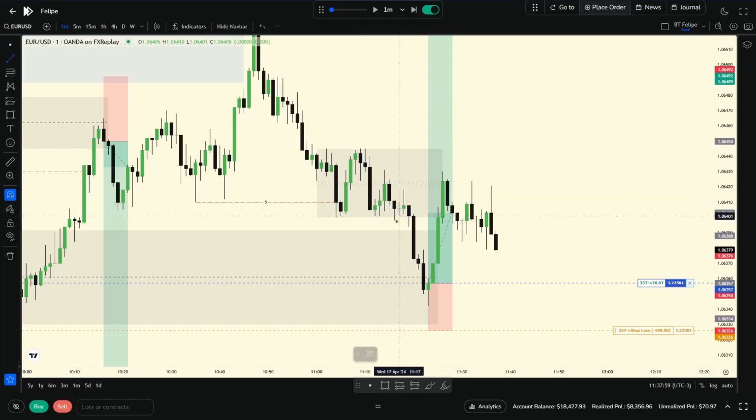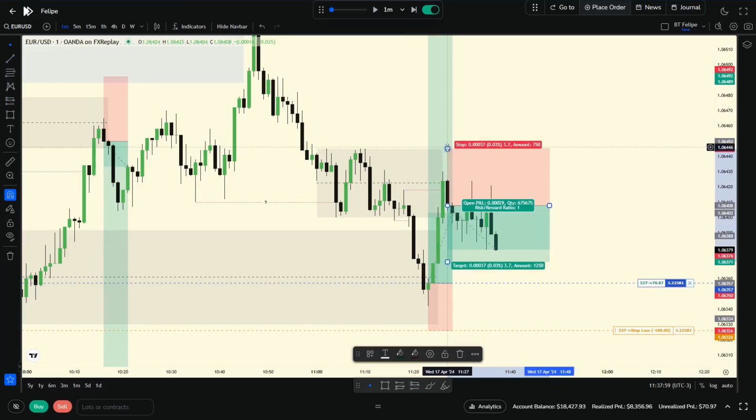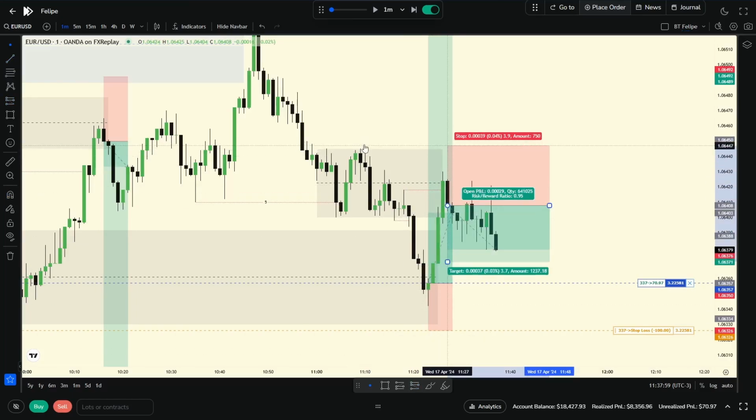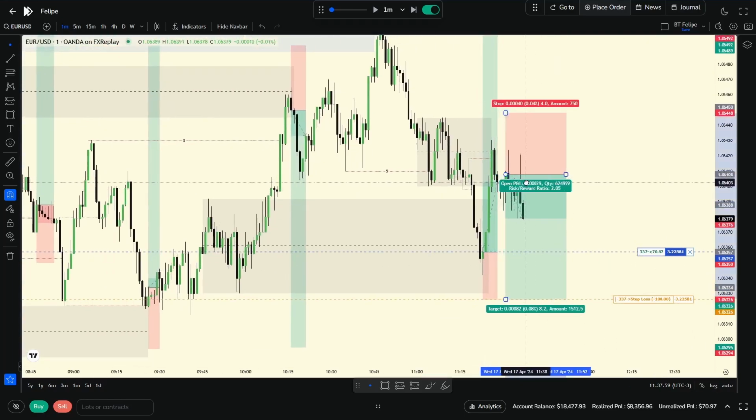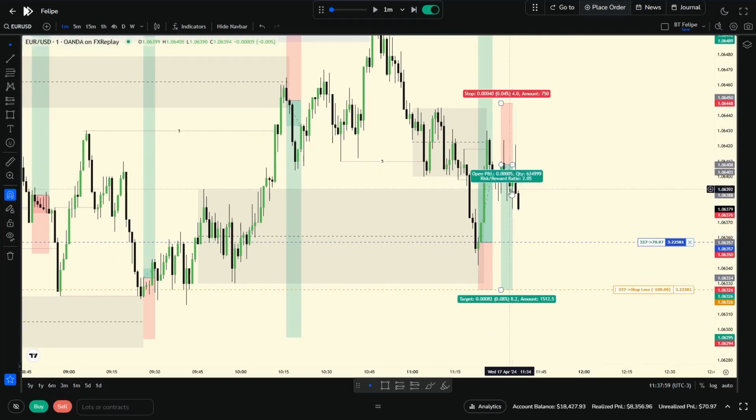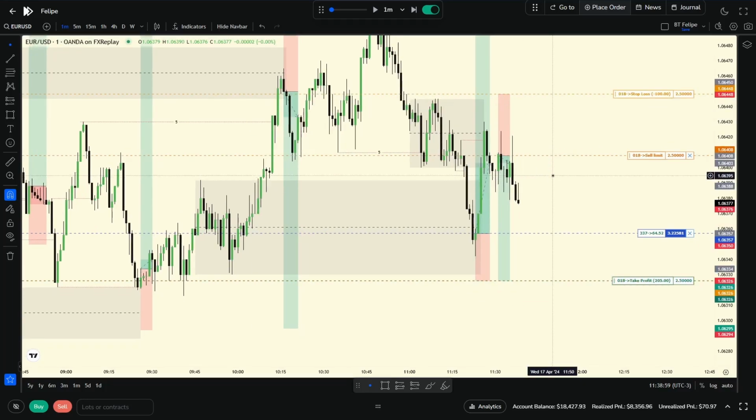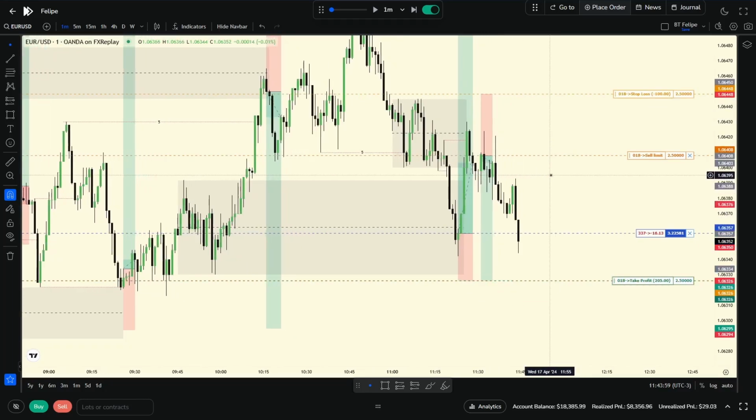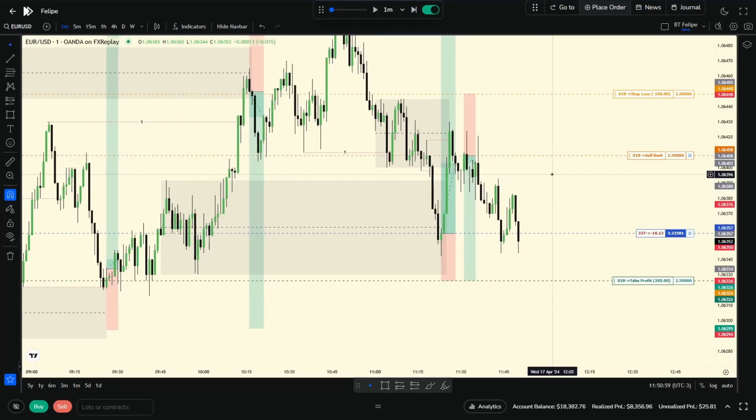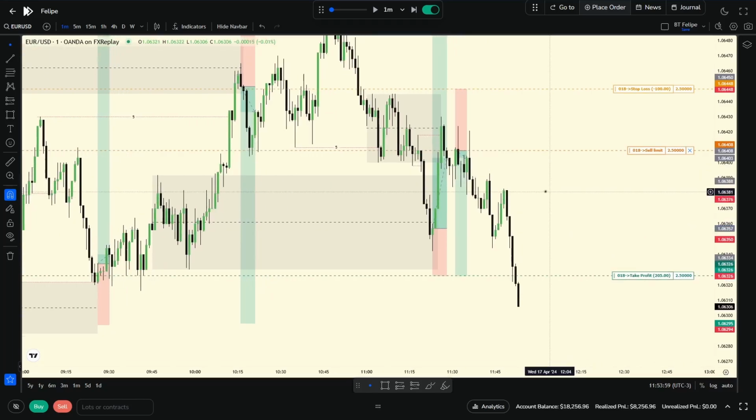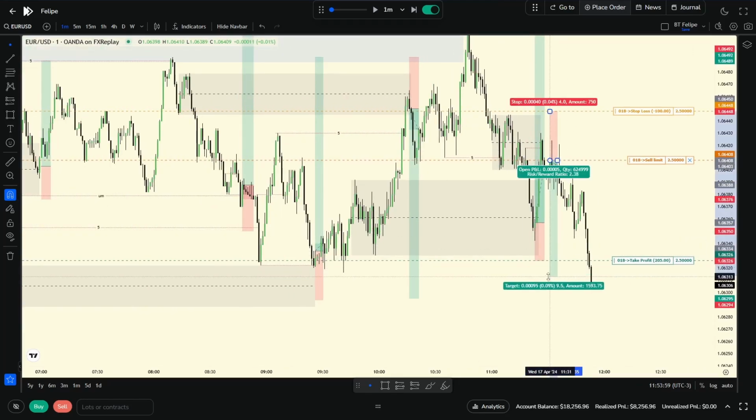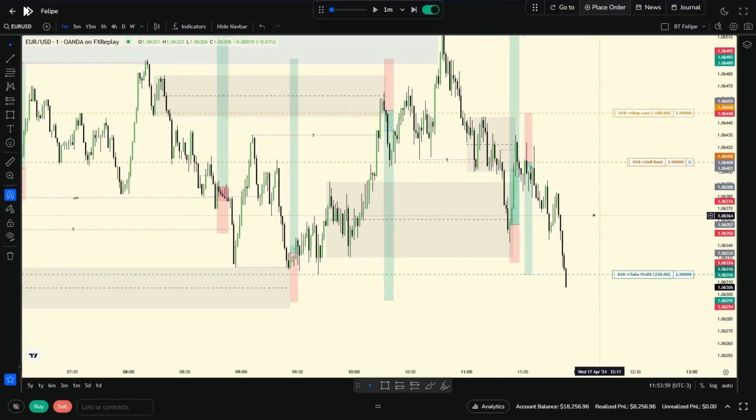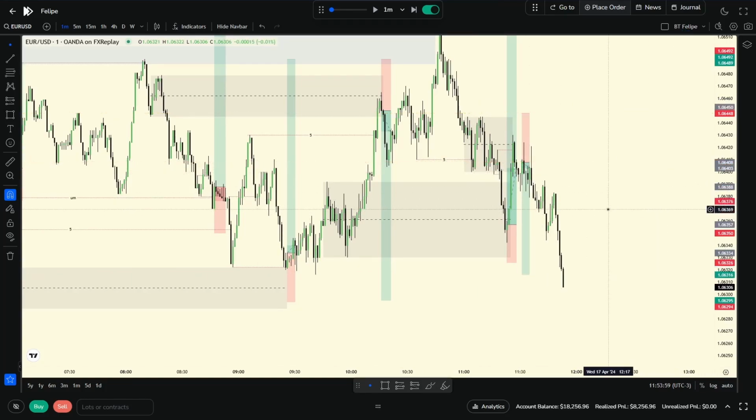Like this. Maybe this was the manipulation, M1. Something like this. Let's see if price comes up there again. Okay, I missed this short. I was actually going to target somewhere like this, 2.3.